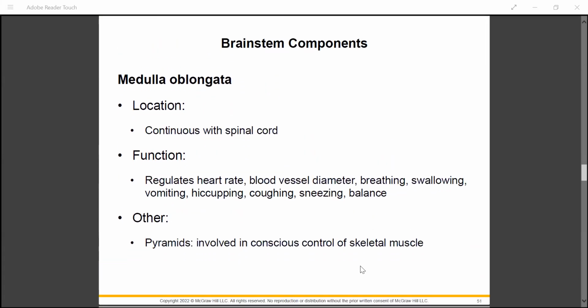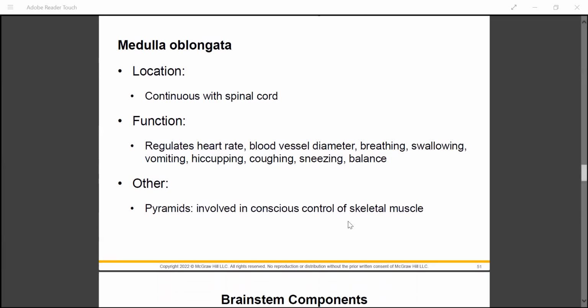Our medulla, like we said, our brainstem is continuous with the spinal cord, and our brainstem as a whole is extremely important because it regulates a lot of our life functions. That includes things like heart rate, blood vessel diameter, our breathing, our swallowing, vomiting, hiccuping, all these down here. So our medulla contains a lot of our life centers. It also has some areas known as pyramids, which are part of our ascending and descending tracts, and part of that passes through the medulla.